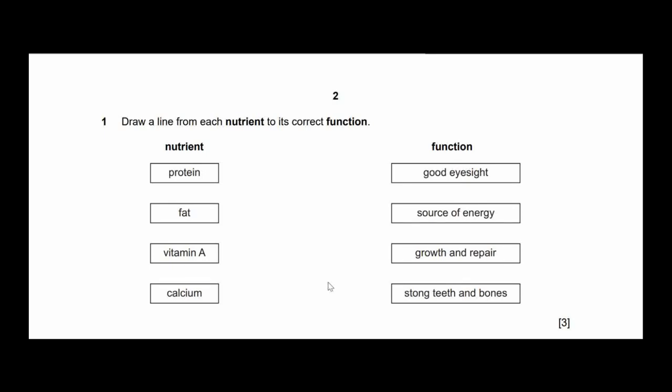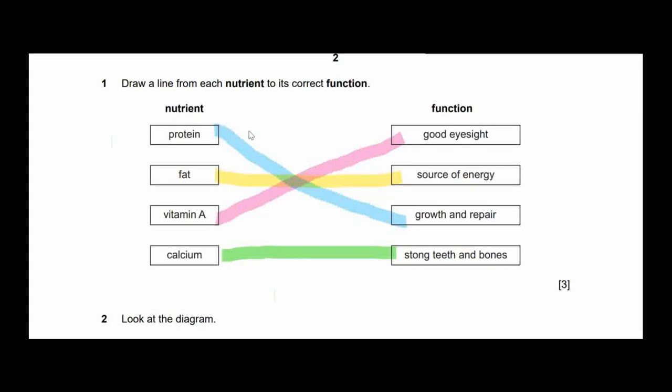Right, let's open up the answer. If you have not finished, you may pause this video. Here we go. Protein is for growth and repair. Fat is for source of energy. Vitamin A is for good eyesight. Calcium is for strong teeth and bone.